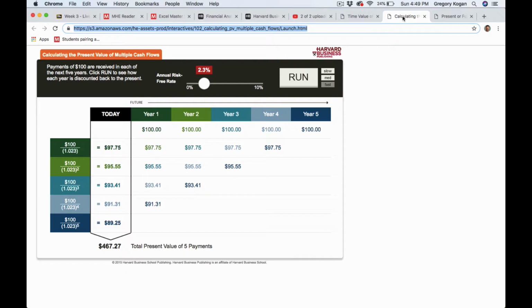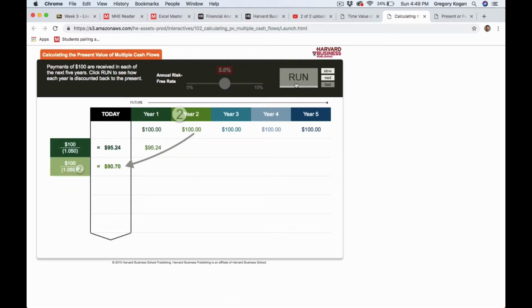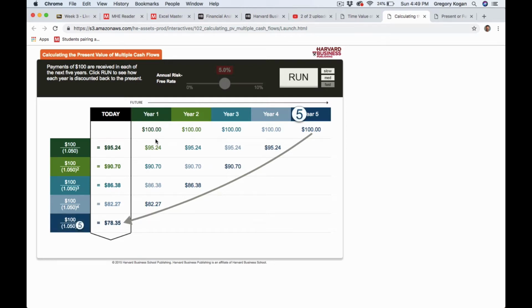Here's another interactive one where we're seeing the total value of funds received, and we're receiving $100 in each of the next 5 years, and we look at the risk rate. Say with a risk rate of 5%, we run this, and it's showing us what those funds are actually worth now. So this is just like a bond payment, and the present value of these payments with this risk rate is actually worth $432.95.